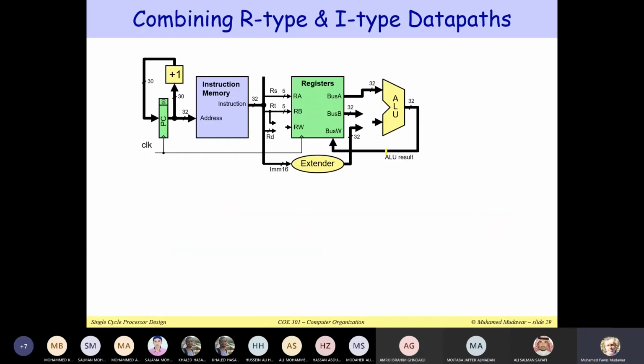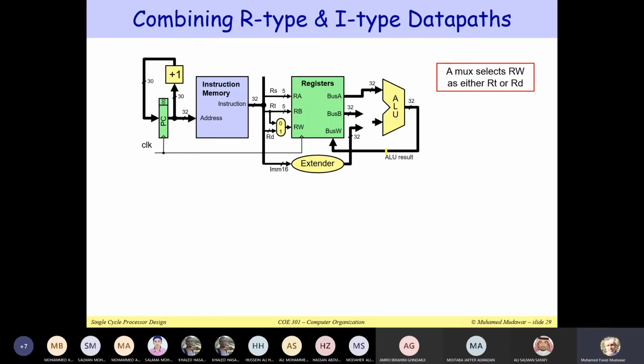So let me show you the next slide. We need to combine the R type and I type data path. I cannot really use two different data paths. I cannot really design two different CPUs, one for the R type and one for the immediate type. So I'm going to combine them. The way to combine them is to add multiplexers.